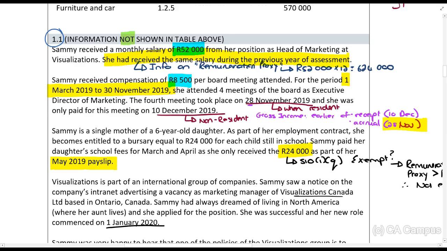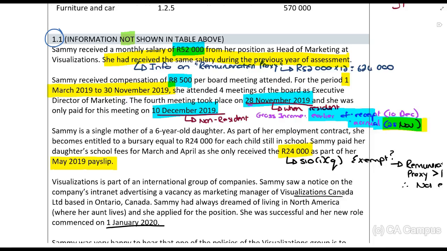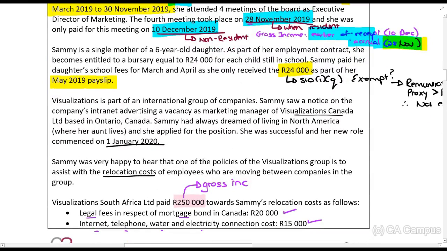She received 8,500 rands per board meeting. That's again for services rendered, paragraph C. The trick here, the one thing they try to trick you, is to see if you know when she'll be taxed on it, because the meeting took place on the 28th of November, but she got paid on the 10th of December. Remember, gross income is the earlier of receipt or accrual. The 28th of November, when she's still a resident, is when it gets included, when she gets unconditionally entitled. If you remember it's the Geldenhuys case, you could potentially get a bonus mark in the exam. Should only be bonus marks, guys, for court case names. It's the principles that are important.